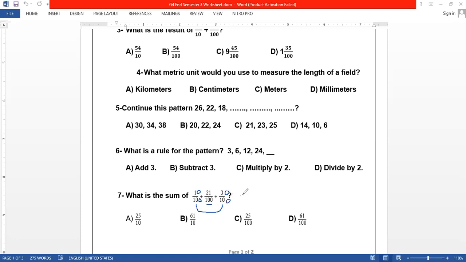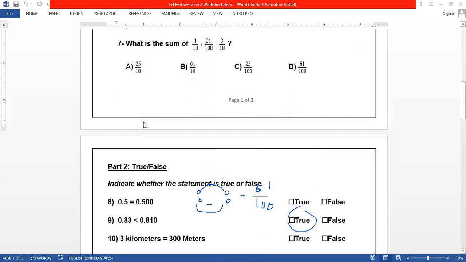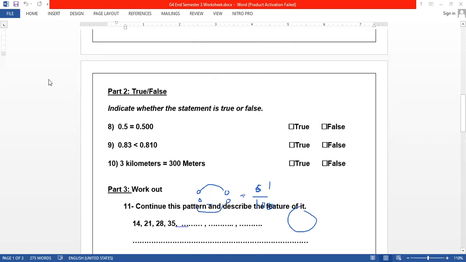Now we have the same denominator. We keep the same denominator, which is 100. Now we add the numerators, as you know, the rule. 10 plus 30 equals 40, plus 21 equals 61. So the answer is D. Now we go to the next part.